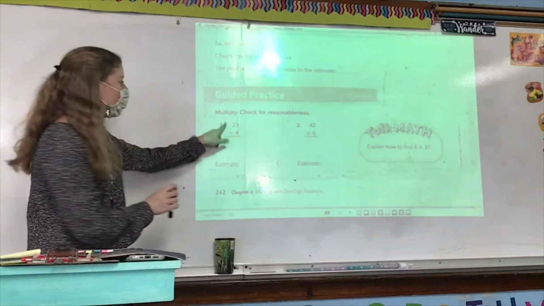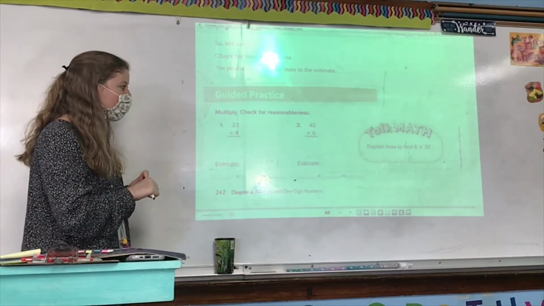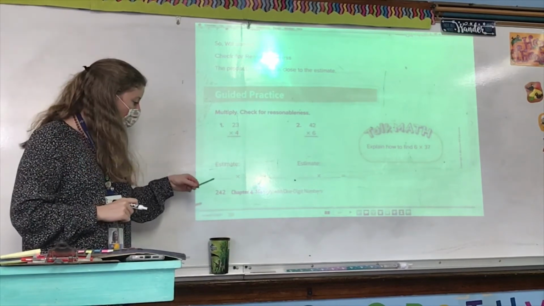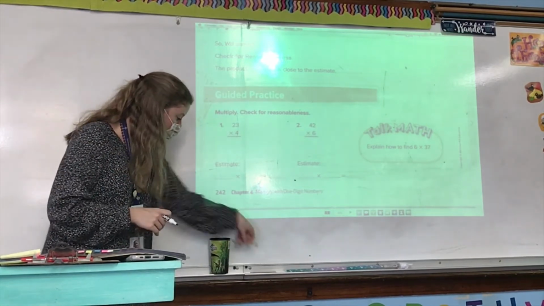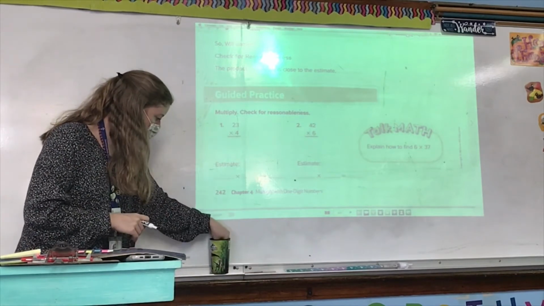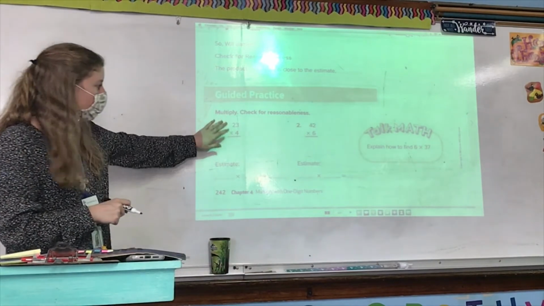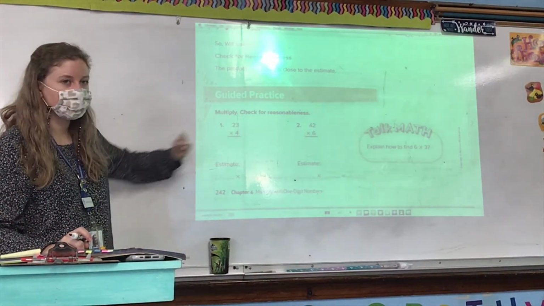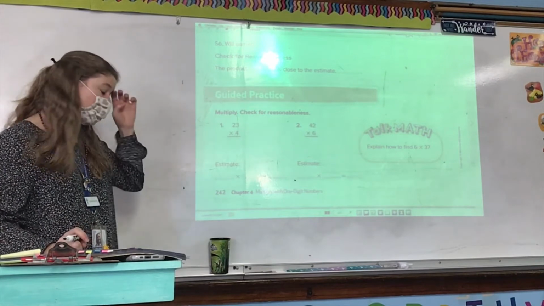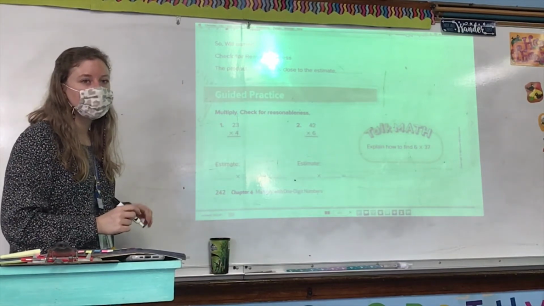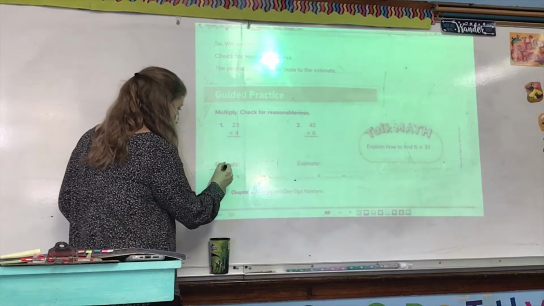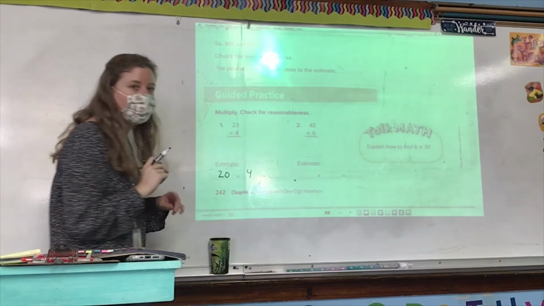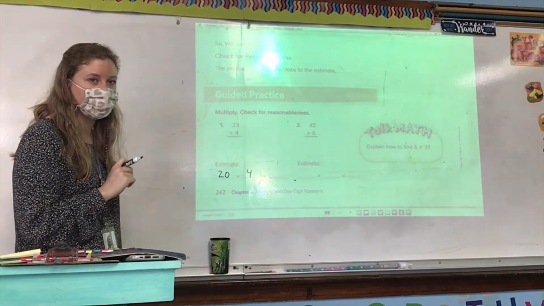Let's look at number 1. The directions say multiply, check for reasonableness. So number 1 is 23 times 4. First we're going to estimate. Colin, let's estimate first. Which of these factors are we going to estimate? 23 or 4? 23. 23 rounds to what? 20. Does the 4 change? No. So 20 times 4 using basic facts and patterns is what, Cullen? 80.